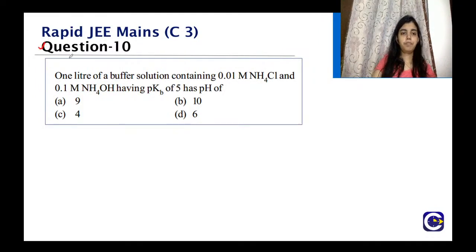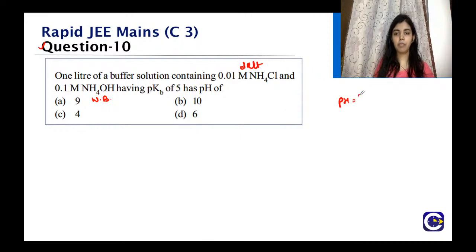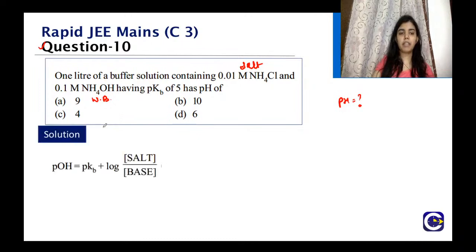Question number 10. 1 liter of a buffer solution containing 0.01 molar ammonium chloride, that is the salt basically, and 0.1 molar NH4OH, that is the weak base, having pKb of 5, has pH of. Now we need to calculate pH here. So straight away we are going to apply the Henderson-Hasselbalch equation. What is the Henderson-Hasselbalch equation? pOH will be equal to pKb plus log of salt by base, right?